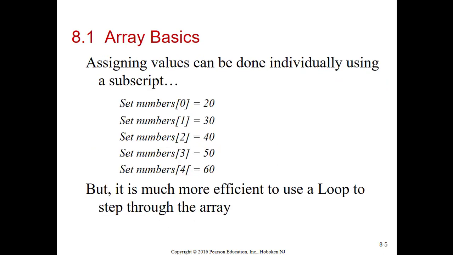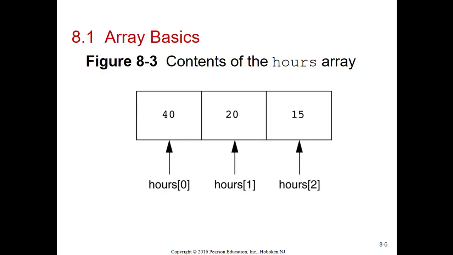Here's a way to assign values individually. You use the set numbers, and in brackets you put 0 equals 20. So the first element is going to be 20, the second element 30, the third element 40, the fourth element 50, and the fifth element 60. But it is more efficient just to use a loop to step through the array. Here's another example. This is the hours array. You have a 40, a 20, and a 15.